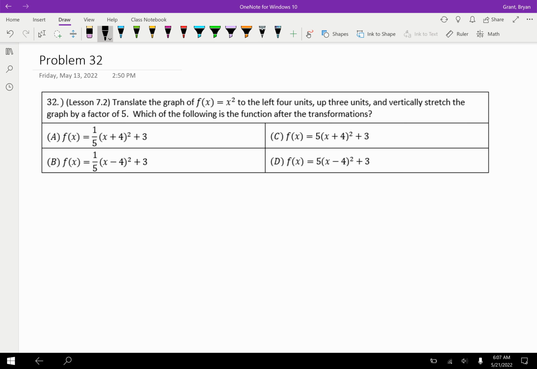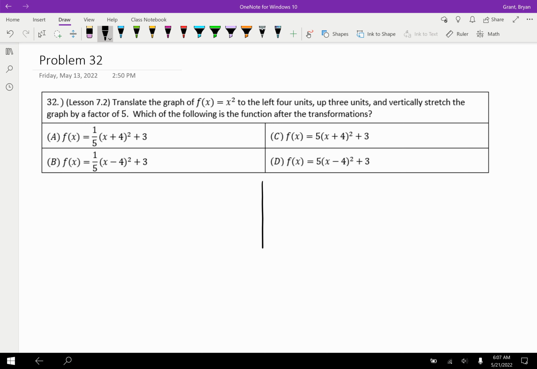So, we want to translate, which means move, the graph of f of x equals x squared to the left 4 units, up 3 units, and vertically stretch the graph by a factor of 5. Which of the following is the function after the transformations? Well, let's start at the beginning.